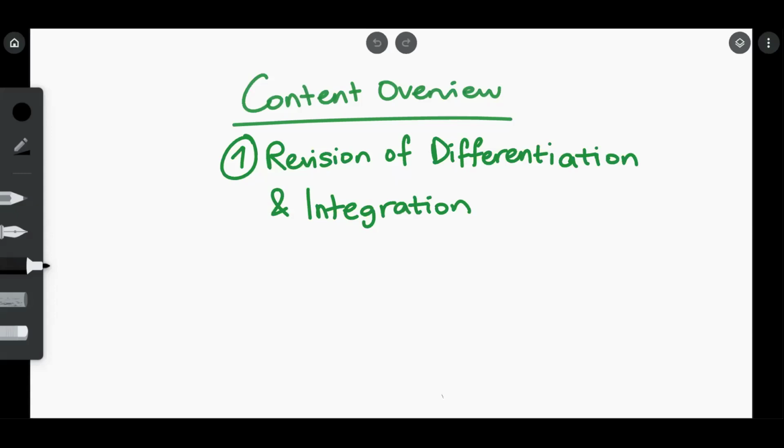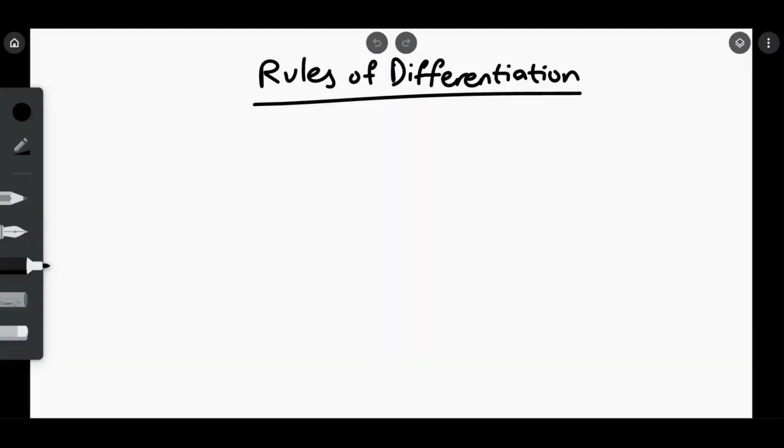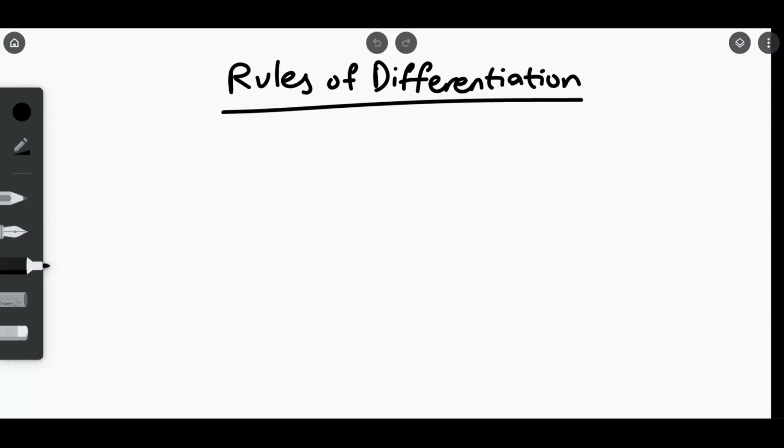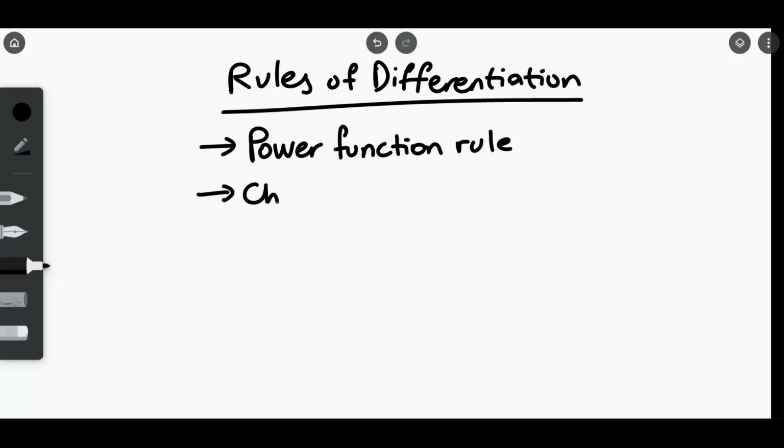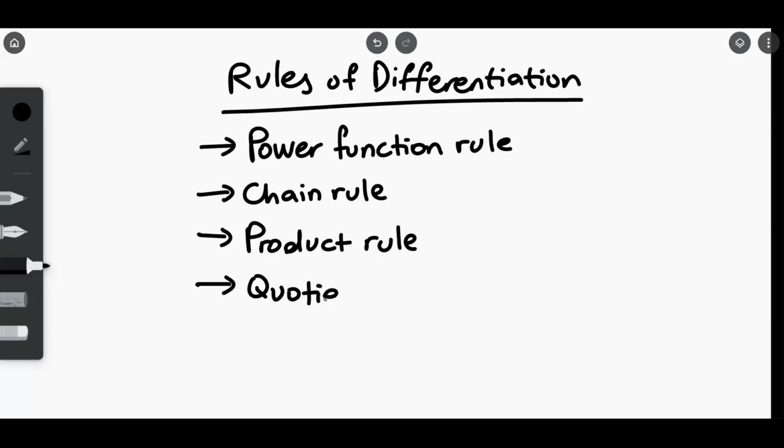First things first, we need to recap the rules of differentiation. We have a few. Number one, the power function rule, which is basically power come down, power minus 1. Secondly, we have our chain rule. Thirdly, we have our product rule. And finally, the most difficult one of all is the quotient rule.